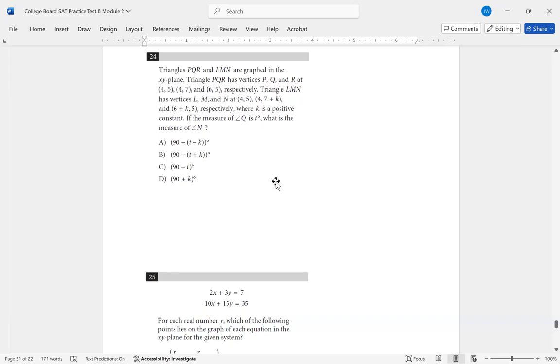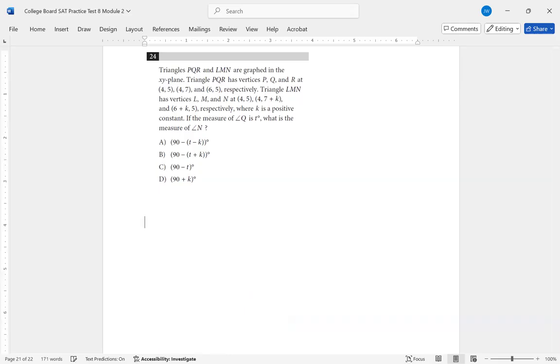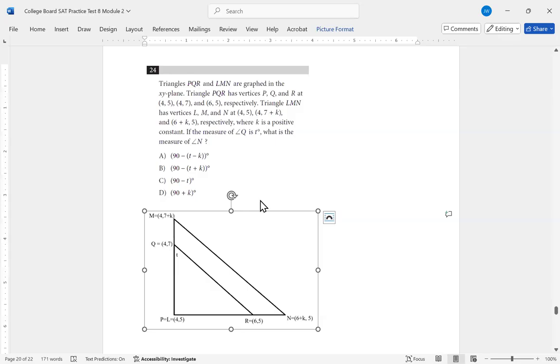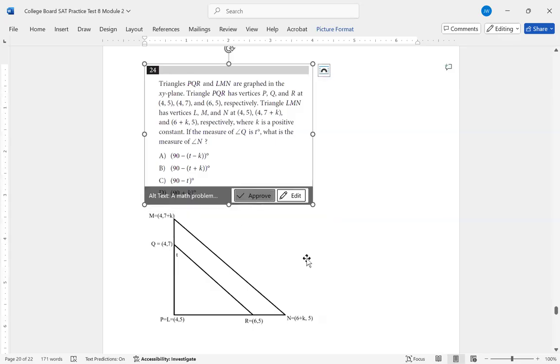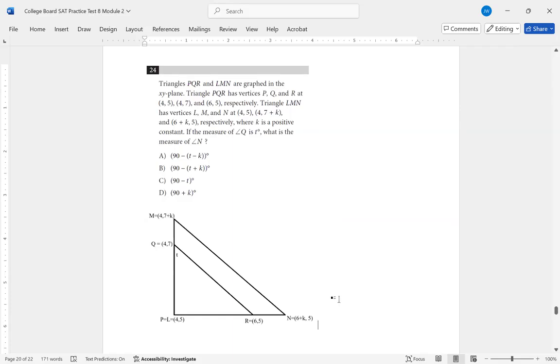So I would draw a picture in this scenario. It's going to be the best if we draw a picture. So let me go ahead and do that, and I'll be as precise as I can. Again, I'll draw it off screen and then dump it into this Word document. So there is the drawing, dumped into this problem. And what we see is that at angle Q, we have a measure of t.